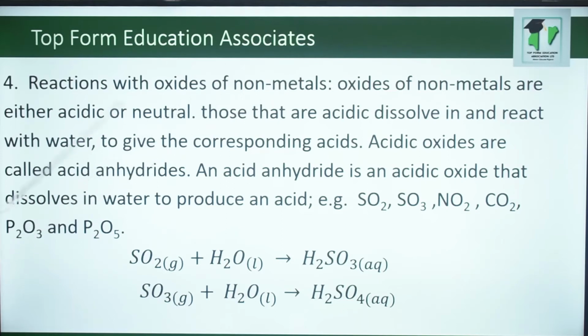Oxides of nonmetals are either acidic or neutral. Those that are acidic dissolve in water and react with water to give the corresponding acids. Acidic oxides are called acid anhydrides. An acid anhydride is an acidic oxide that dissolves in water to produce an acid.